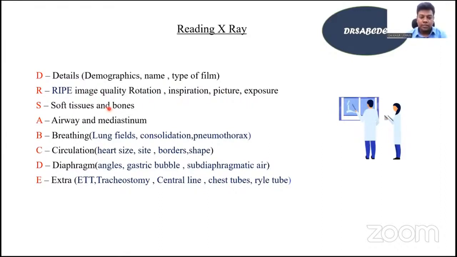S stands for the soft tissues and the bone. A stands for the airway and the mediastinum. B stands for breathing. C stands for circulation. D stands for diaphragm, and E stands for the extras. All the gadgets which can be seen in the chest X-ray film, like endotracheal tube, tracheostomy, central line, chest tubes, and the Ryle's tube. So this is a systematic way in which we shall be discussing the X-ray.